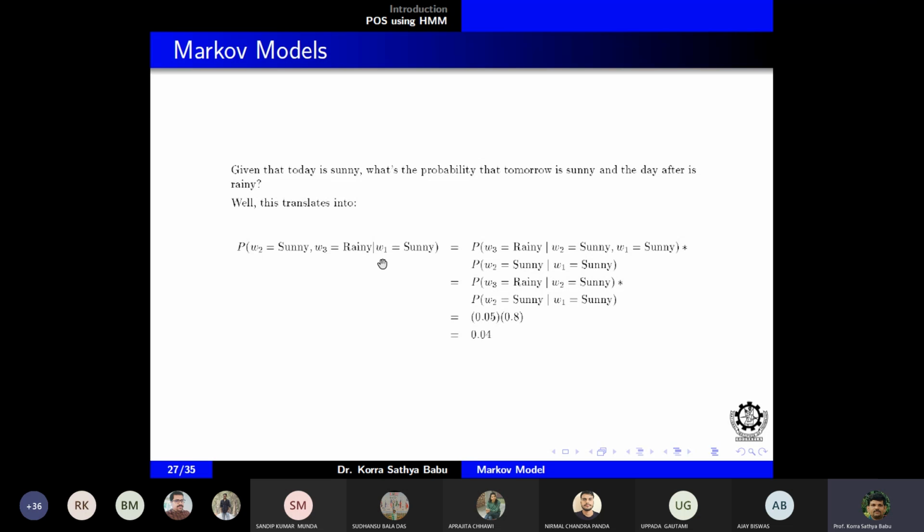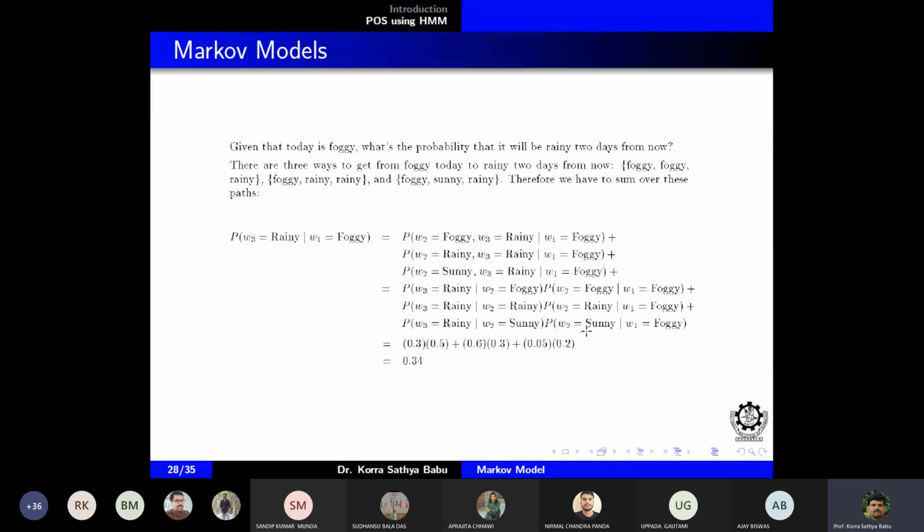Fine. This is how we try to get it. Okay, this is simply Markov models. Please, we are speaking only about Markov models. Now, another problem we are going to see: given that today is foggy, what's the probability that it will be rainy 2 days from now?